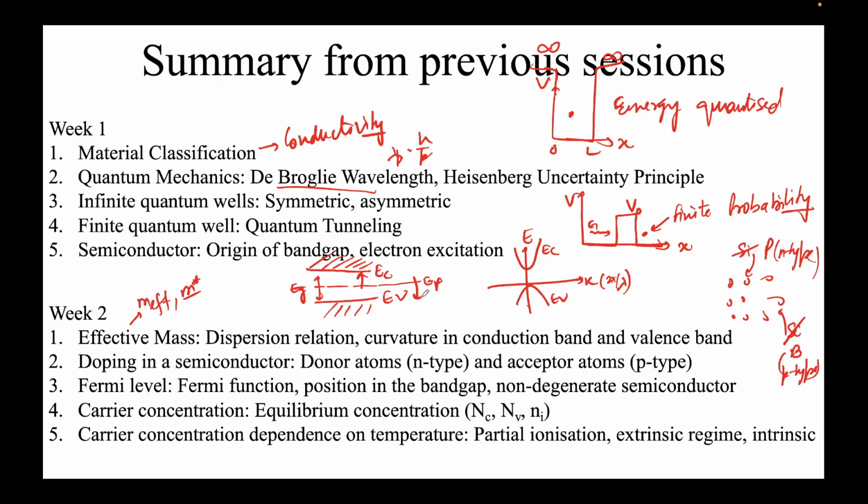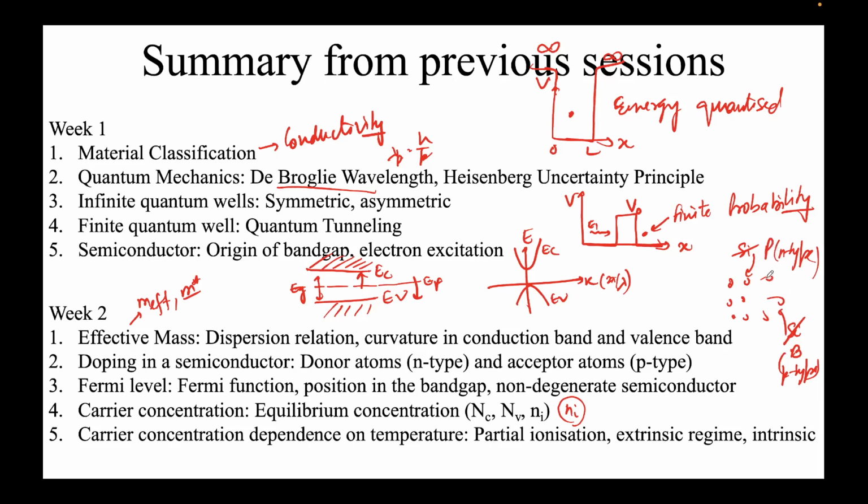And then we saw the equilibrium concentrations, NC and NV. These were determined again using density of states and whatnot, and we saw a nice expression for ni in terms of NC and NV. We also saw the carrier concentration that depends on temperature. For instance, at very low temperature, none of the dopants are ionized, so you have partial or negligible ionization. Then you enter an extrinsic regime wherein all the dopants have either given their electrons or accepted electrons.